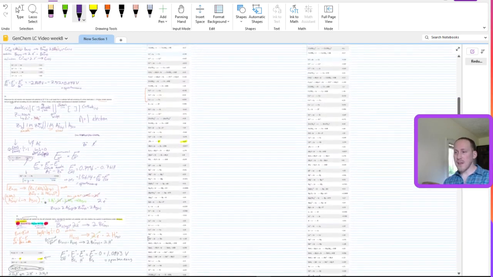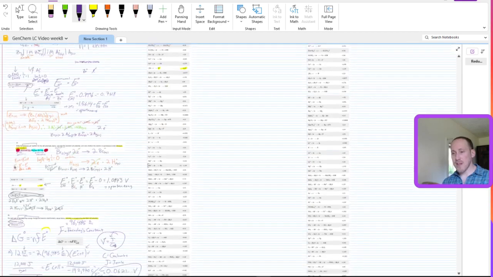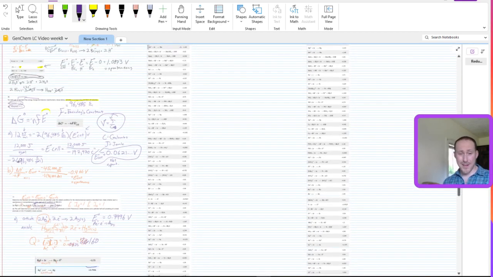So main thing is just be really careful with your table. Obviously, I made mistakes as I went, but I think I caught most of them. But hopefully, there weren't any that I didn't catch.